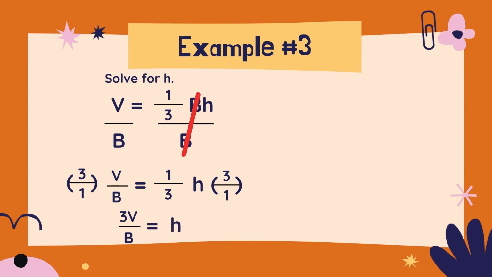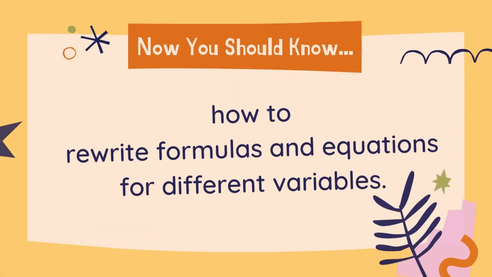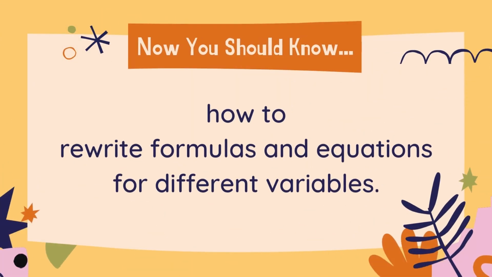Our original formula was V equals 1/3 b times h. We have rewritten it for h. H equals 3V divided by b. Now you should know how to rewrite formulas and equations for different variables.